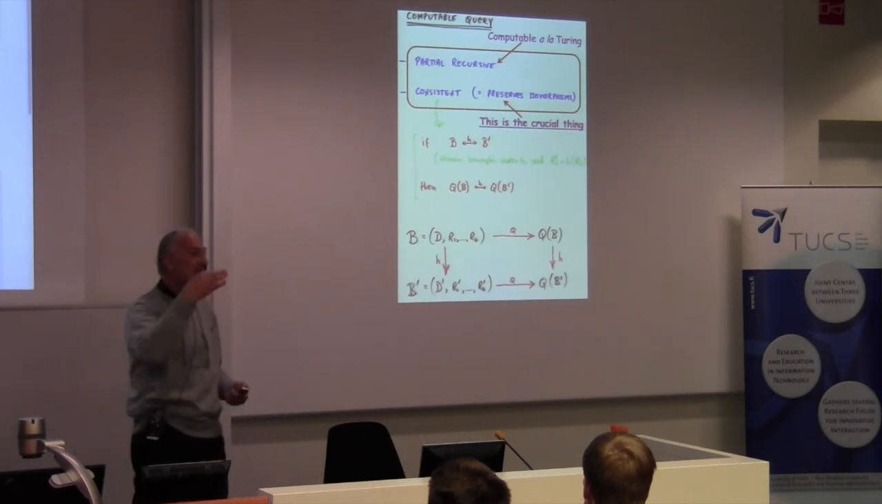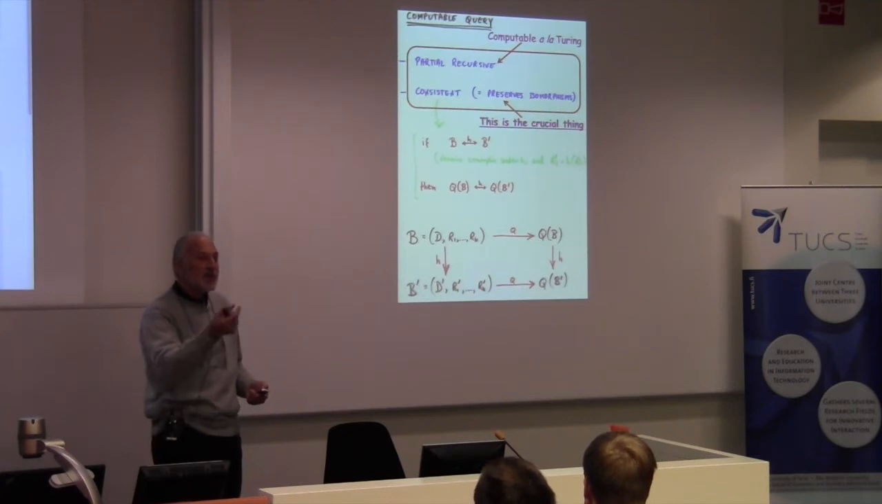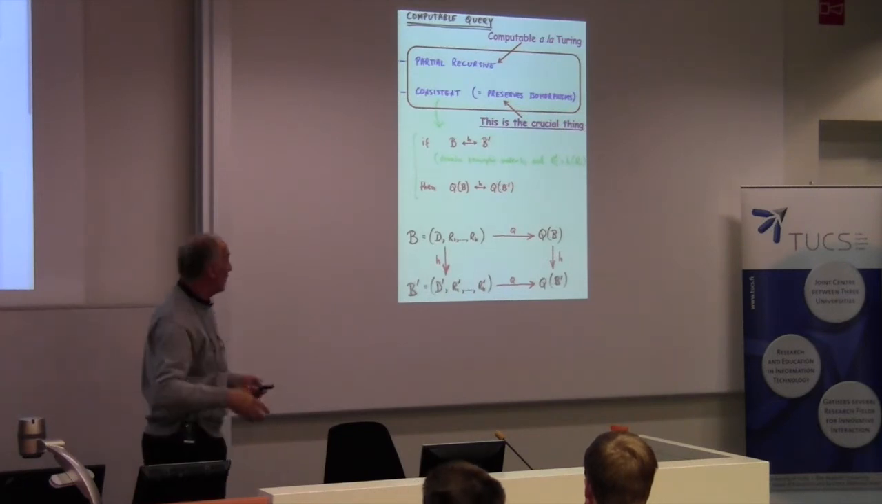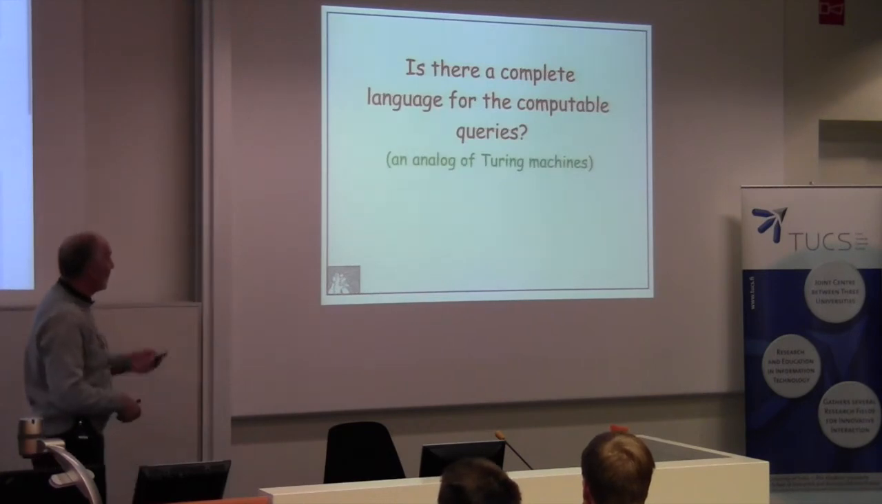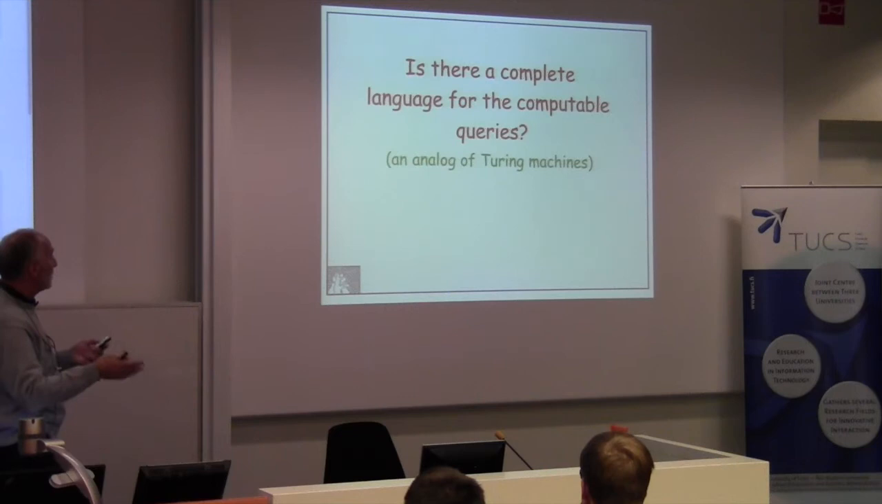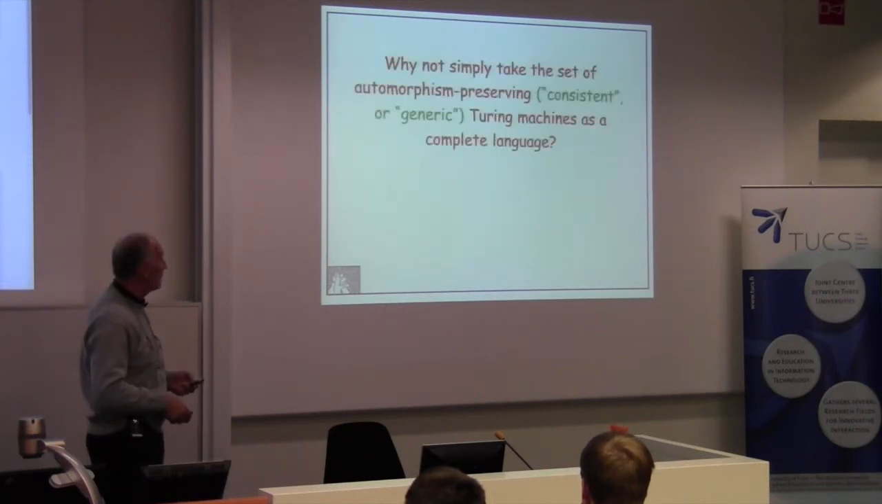The way to show that it is enough and that this is the right definition is to come up with something like a Turing machine which is complete for this definition and computes exactly the computable queries. So here's the question that we asked in our paper when we gave this definition: is there a complete language for the computable queries which would be the analog of Turing machines?